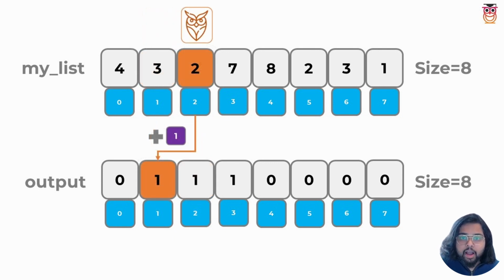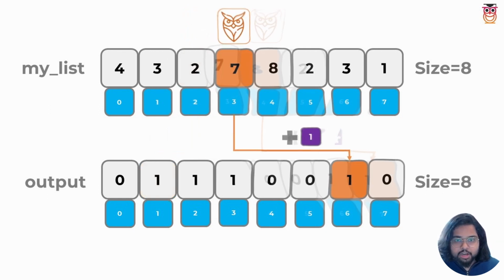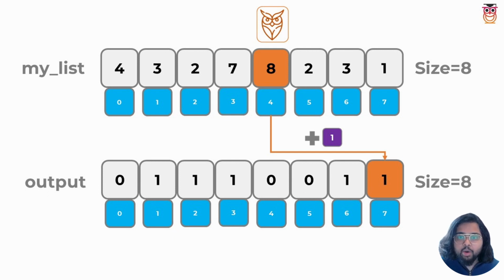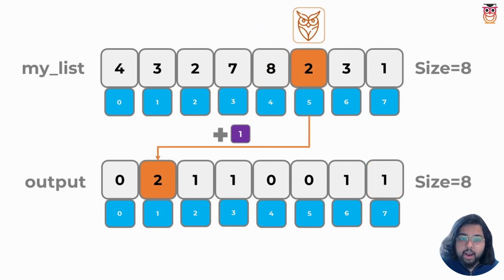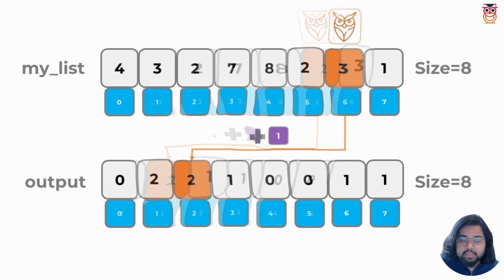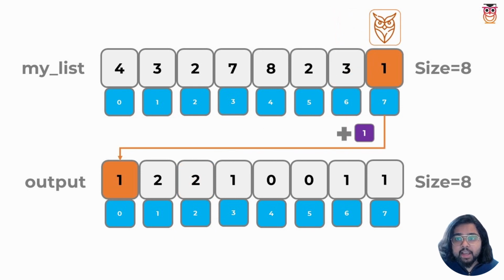When I see 2, I add 1 to the 2nd location in the output list. When I see 7, I add 1 to the 7th location in the output list. I see 8, I add 1 to the 8th location in the output list. I see 2 again, I add 1 more to the 2nd location. I see 3 once again, I add 1 more to the 3rd location. And finally, I see 1, so I add 1 to the 1st location.